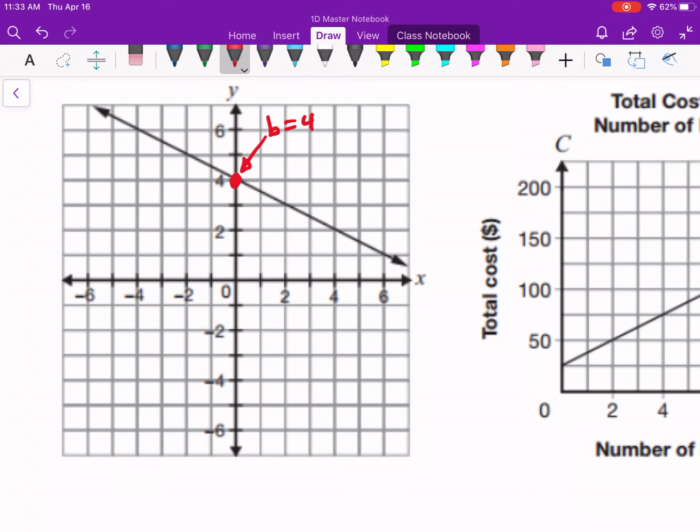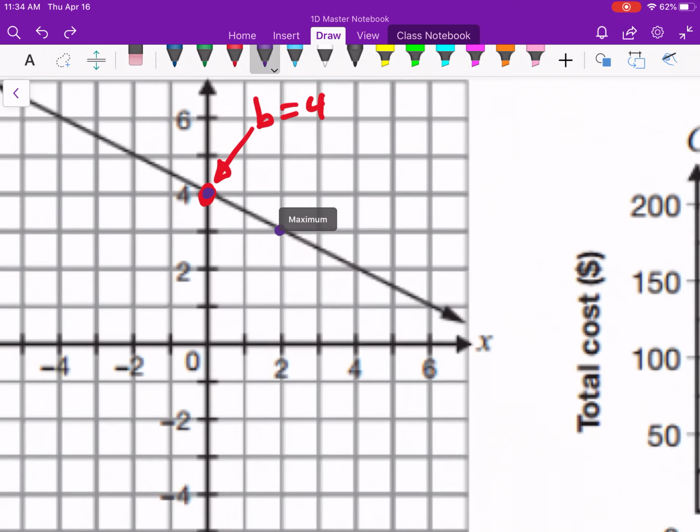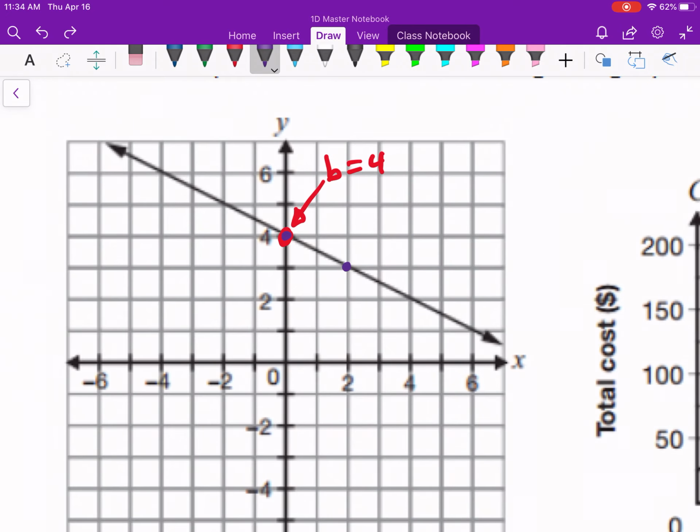So I could go from, say, here to here, right? Then I'd be going down by 1 and 2 to the right. Or I could go farther over. I could go over to here. Or I could go over to here, and I could pick any of these points and just find the rise and the run between them. It doesn't really matter which ones I do. I might as well stick with these two.